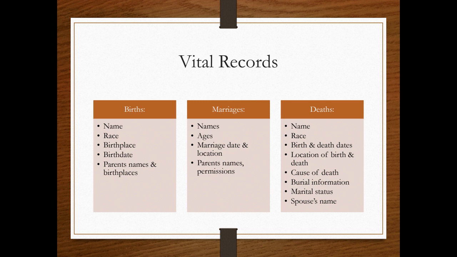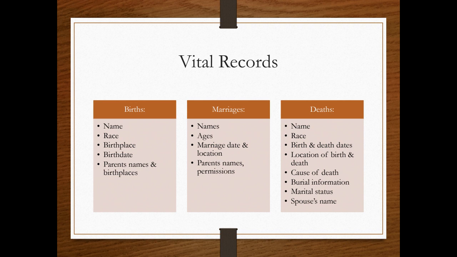So this is kind of like a list of some of the information you're likely to find in each type of these records. So for births, you're likely to find the name, the race, the birthplace, the birth date, and the parents' names and birthplaces. For marriages, you're likely to find the names and ages of the brides and grooms, the marriage date and location, as well as the parents' names and permissions sometimes, especially if they were younger when they got married, and much further back in time. This again does vary depending on the county and the time period, as well as what was actually written down. Sometimes they just didn't fill out the form completely, so it wasn't really necessarily a requirement per se.